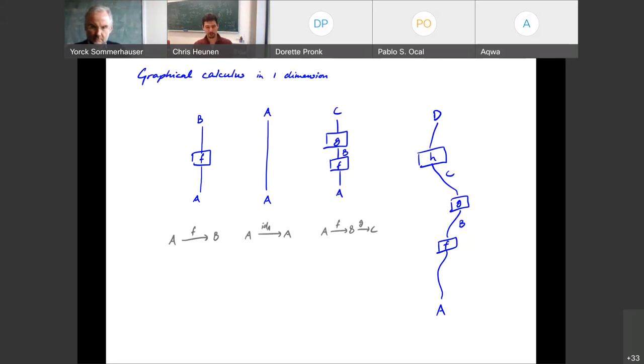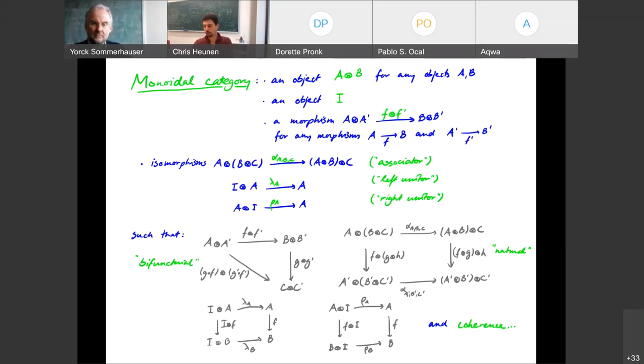So if you just have categories, you have a graphical calculus to do computations, if you like, in this category, that uses one dimension. Now, for the next few slides, we're going to add dimensions to this.